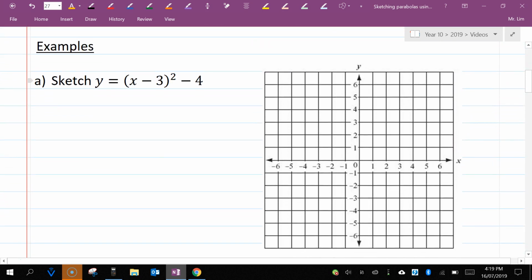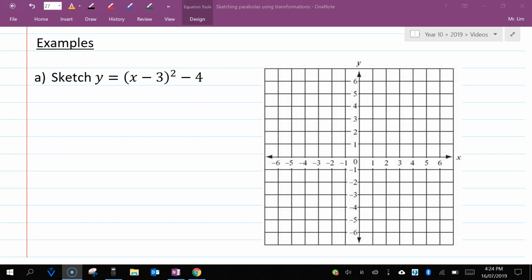Here's the first example, y equals (x minus 3) all squared minus 4. Now, whenever we have brackets, the brackets are going to shift the whole parabola either left or right. If this number is negative, it's going to shift it right. If it's positive, it's going to shift it left. This number will shift it up or down. If it's positive, it will shift the parabola up. If it's negative, it will shift it down.